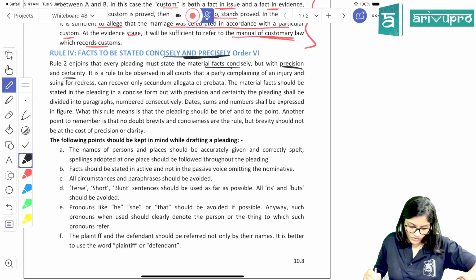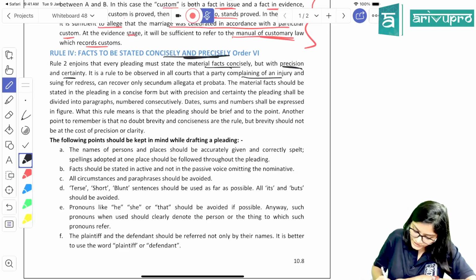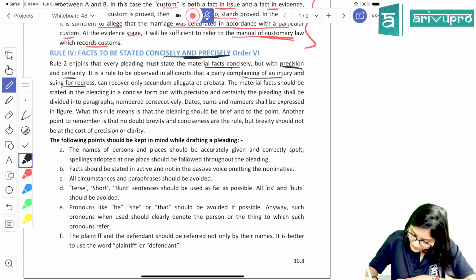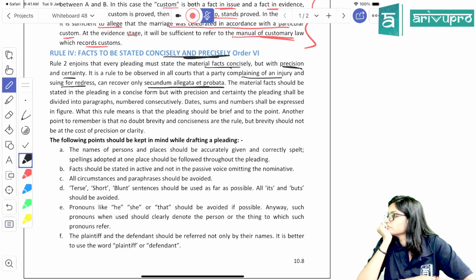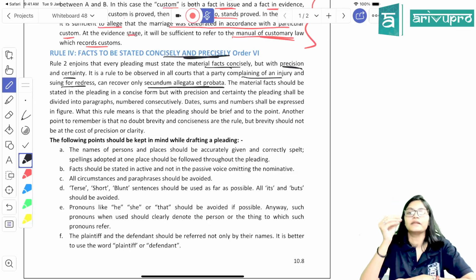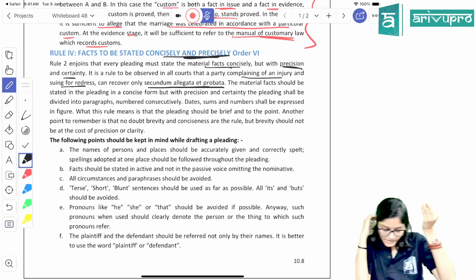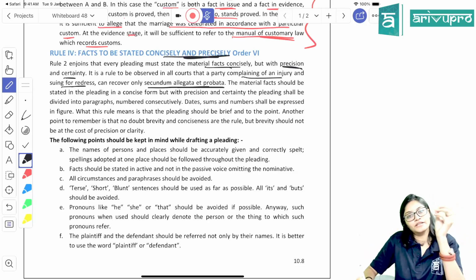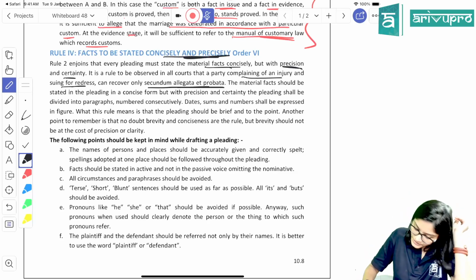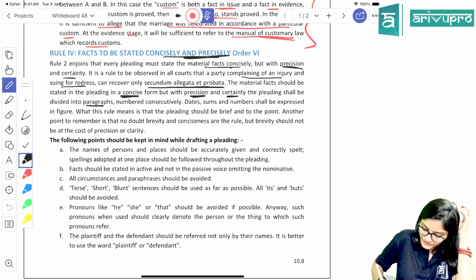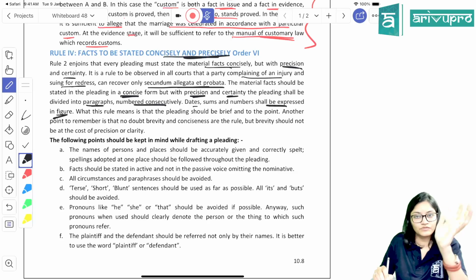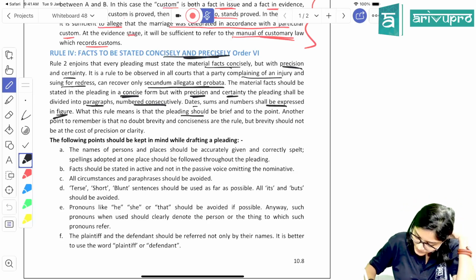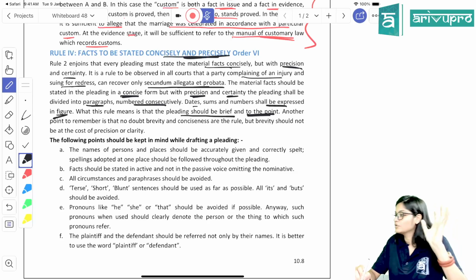It is a rule to be observed in all the courts that a party complaining of an injury and suing for redressal can recover only secundum allegata et probata. What is this? Secundum allegata et probata means only those injuries, those damages you will be able to recover which you are mentioning certainly, properly, right? The material facts should be stated in the pleading in a concise form but with precision and certainty. The pleading should be divided into paragraphs numbered consecutively, and dates, sums and numbers shall be expressed in figures as well as words. Generally we write in words also. What this rule means is that the pleading should be in brief and to the point. Don't go round and round and round.